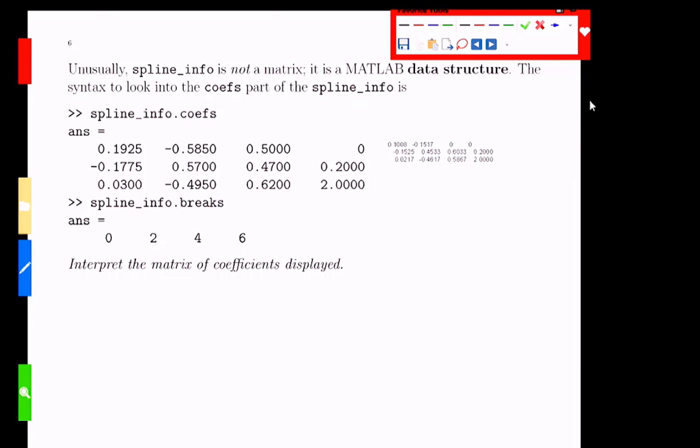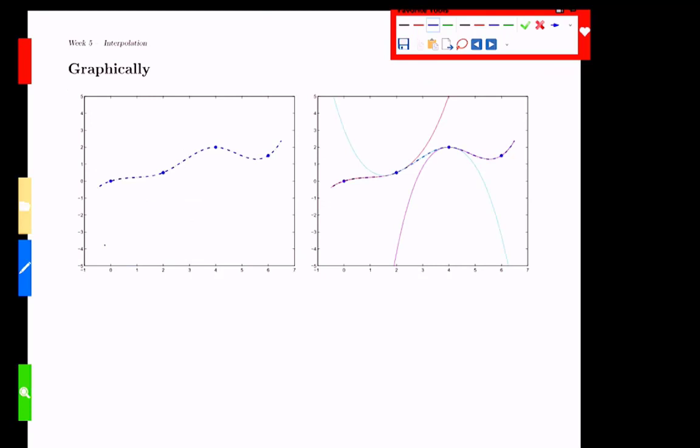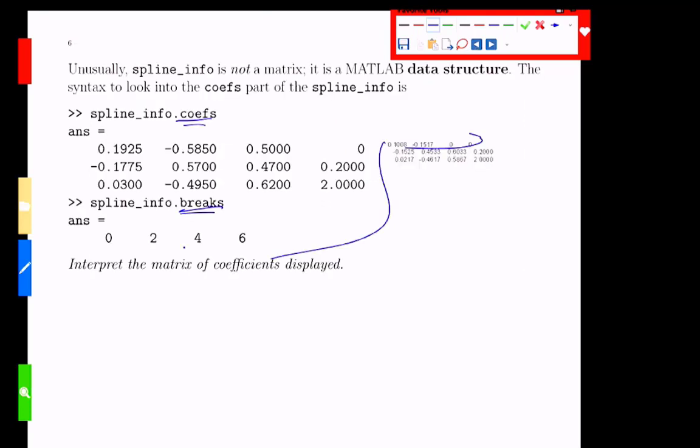So the interpretation of this is very straightforward. We need the breaks, and we need the coefficients, because what we're going to do is take this first line here, which is on the interval 0 to 2, and that means the left break is at 0. xi is 0 for that first one. So our cubic is going to be 0.1008.